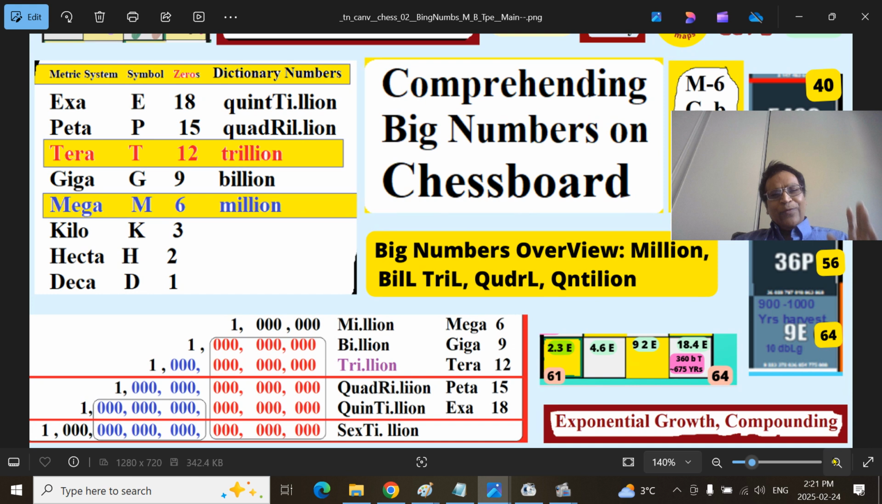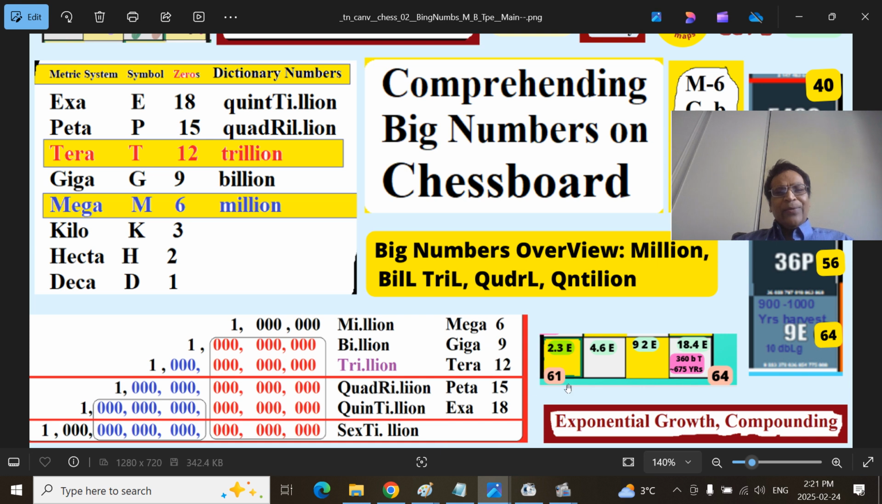So how do you remember? T, trillion. This is the dictionary number, and this is the metric system number. Tri is trillion, that is the US economy, maybe $4 trillion per year or something like that. T is trillion, that is 12 zeros. Then I have here 9 zeros, that is the billion. So this is the mega, giga, tera, peta, exa.